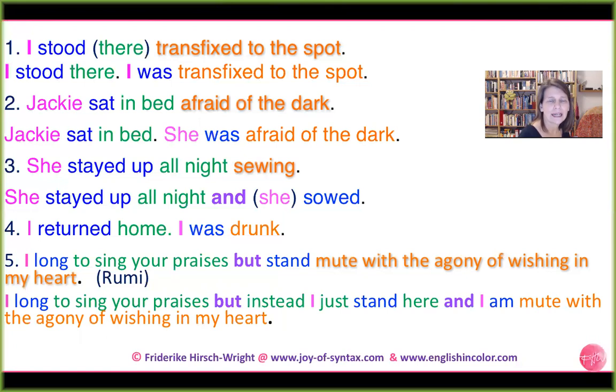"She stayed up all night sewing." "She stayed up all night and she sewed." Here we see that the present participle can actually replace a statement that wouldn't contain a progressive form. That's also interesting. We wouldn't say, "She stayed up all night and she was sewing." We would say, in a narrative, "she sewed."